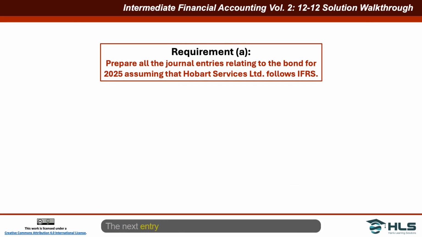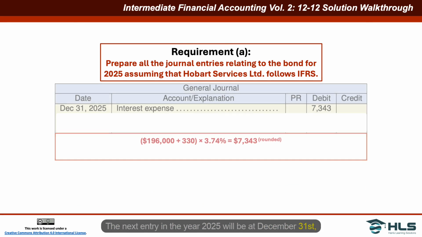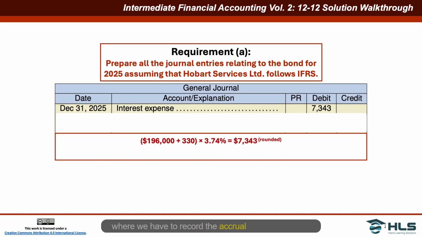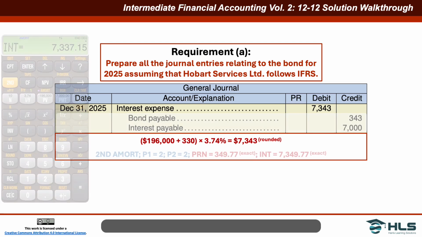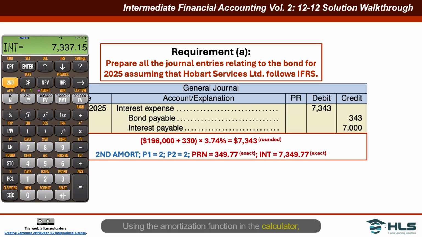The next entry in the year 2025 will be at December 31st, where we have to record the accrual of interest on the bond, even though the payment is on January 1st. So we're going to debit interest expense for $7,343, calculated as the original $196,000 balance on the bond, plus the $330 discount amortization, multiply that sum by 3.74%. That gives us $7,343.